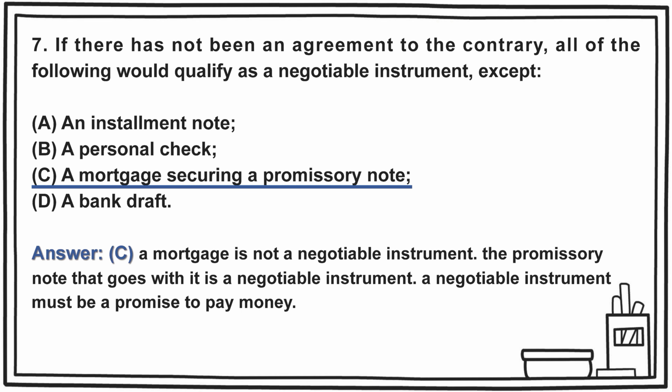Answer C. A mortgage is not a negotiable instrument. The promissory note that goes with it is a negotiable instrument. A negotiable instrument must be a promise to pay money.